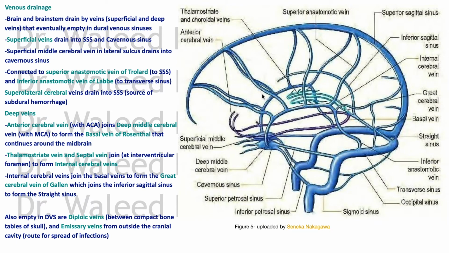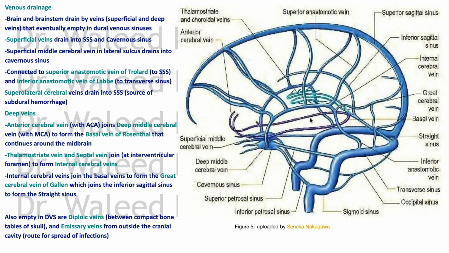Okay, so we have also the superficial middle cerebral vein, this one, that's connected to the superolateral veins by the superior anastomotic vein of Trolard, you see here, and an inferior anastomotic vein of Labbé. The Labbé connects it to the transverse sinus, as you can see here. Okay, so these are the superficial veins you should know.